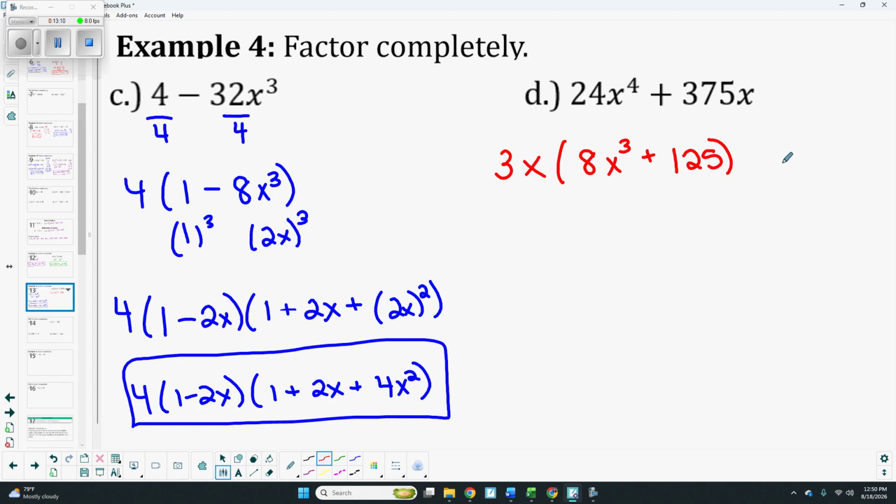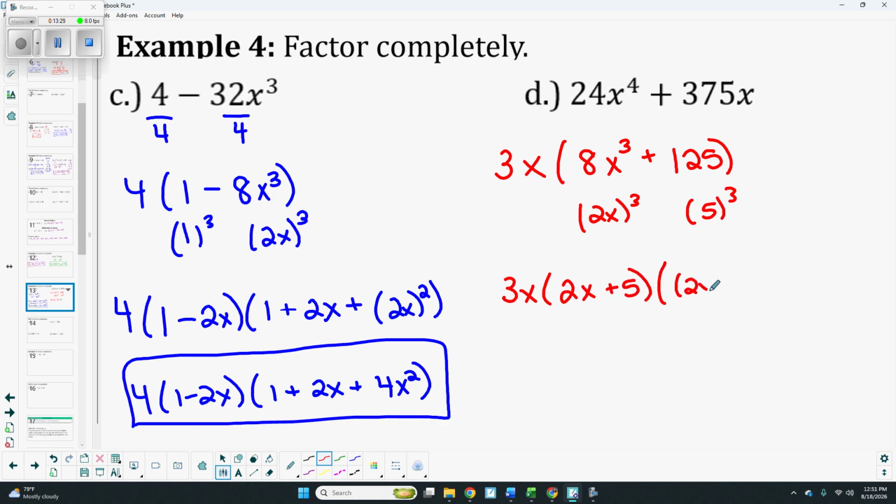And yes, these are both perfect cubes, right? This is really 2x that's being cubed. This is really 5 that's being cubed. So I'm going to show plugging it in, and then I'm going to show simplifying it, right? So we took out the 3x. This is a plus sign, so we'll start with plus 2x plus 5.